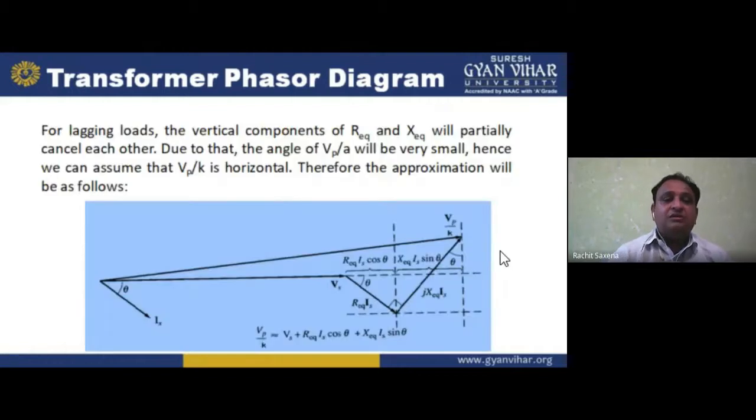Now moving forward, transformer phasor diagrams. For a lagging load, the vertical components of R equivalent and X equivalent will partially cancel each other, so the angle of Vp by K will be very small. Hence, we can assume that Vp by K is horizontal, like this. Therefore, the approximation will be as follows.